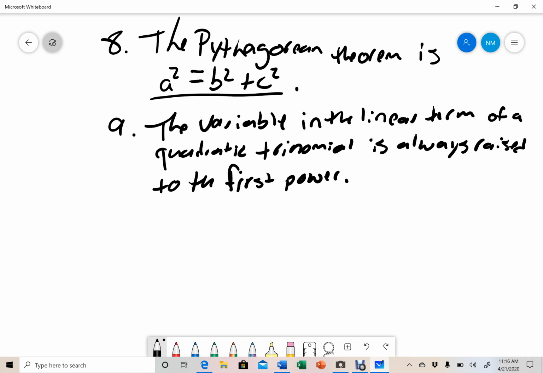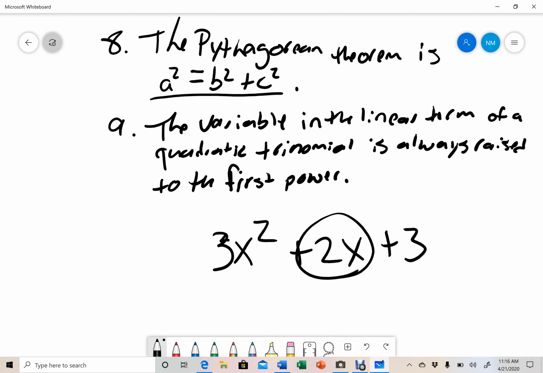Now remember that the linear term is that middle term when we're in standard form. It would be your middle term, okay? If I had, let's say, we've got this, okay, so this would be my linear term. The variable in the linear term of the quadratic trinomial is always raised to the first power. Is that a true or false question?